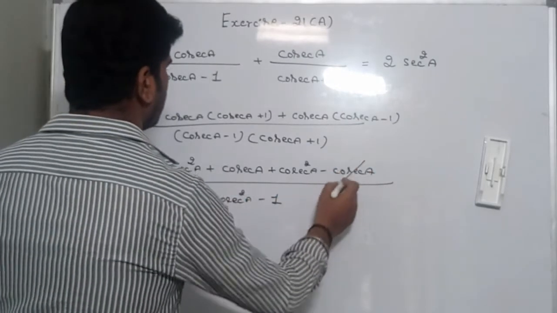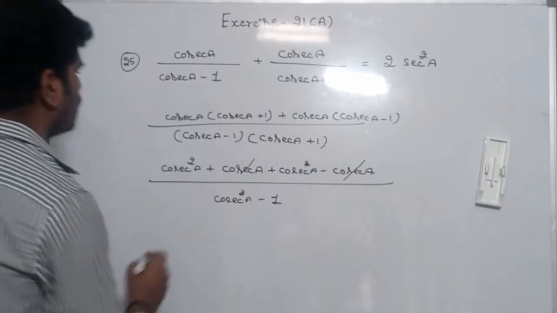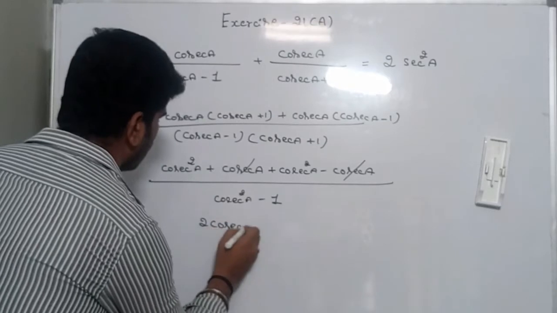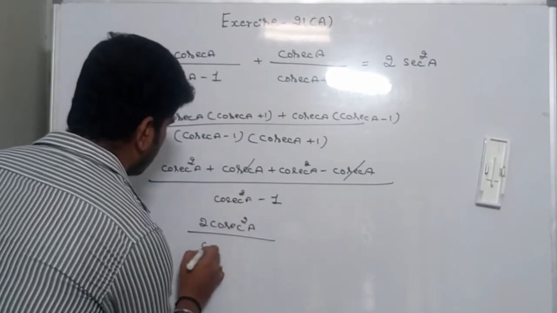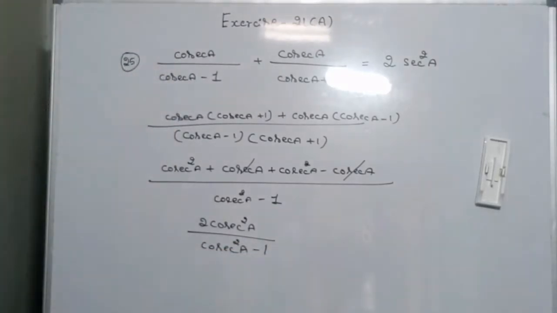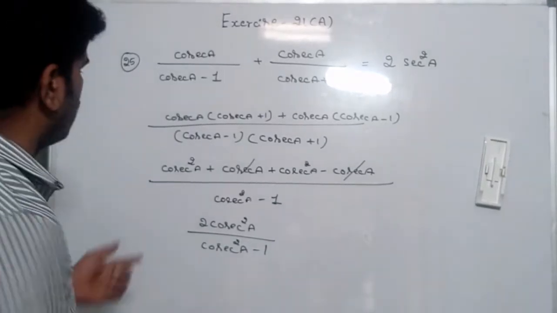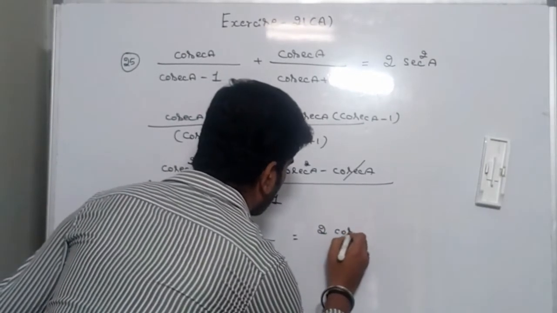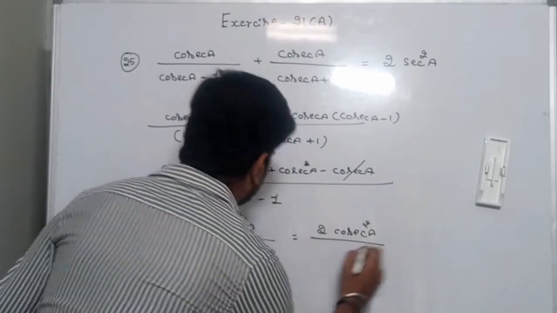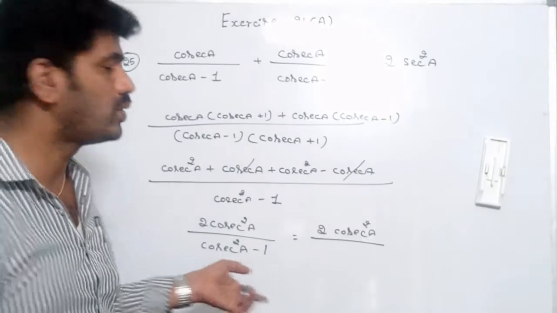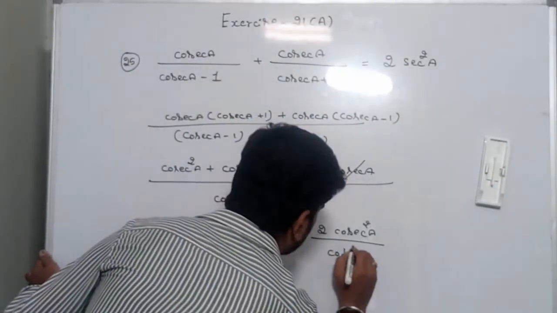Then here cosecant A get cancelled. Then cosecant square into cosecant square is what? Cosecant square A plus cosecant square A is 2 into cosecant square A divided by cosecant square A minus 1. Then this is equal to what? 2 into cosecant square A divided by, so we know that 1 plus cot square is equal to cosecant square A, and cosecant square A minus 1 is equal to what? Cot square A. So this is given as cot square.